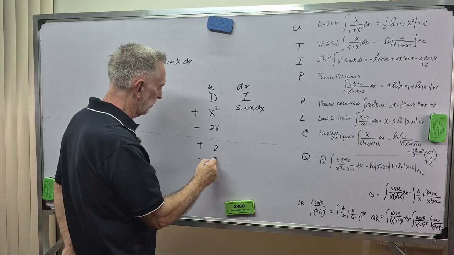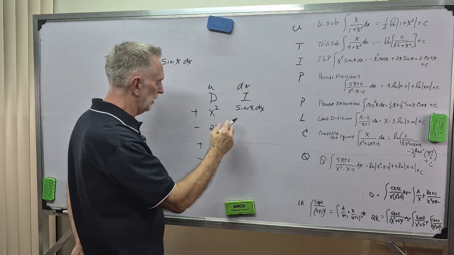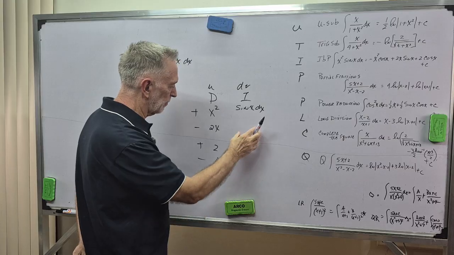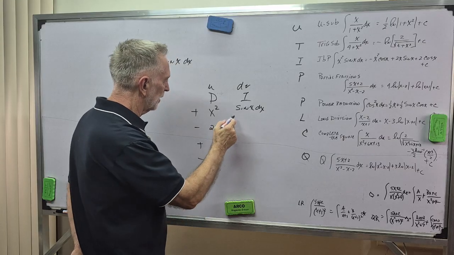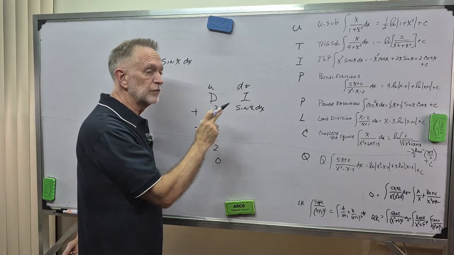It's 2. What's the derivative of 2? 0. Hey, what does that mean? I'm going to fill in the rest of this and stop. Okay, what's the integral of sine x?